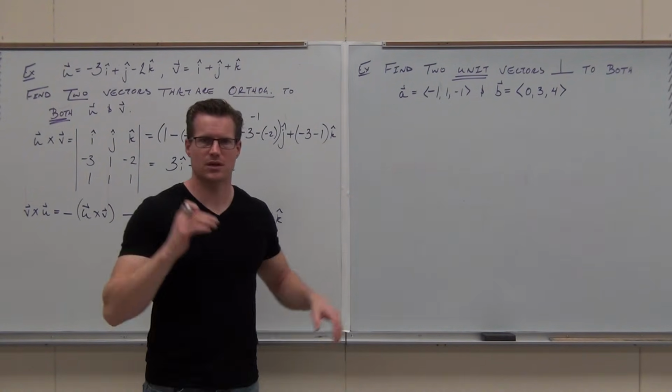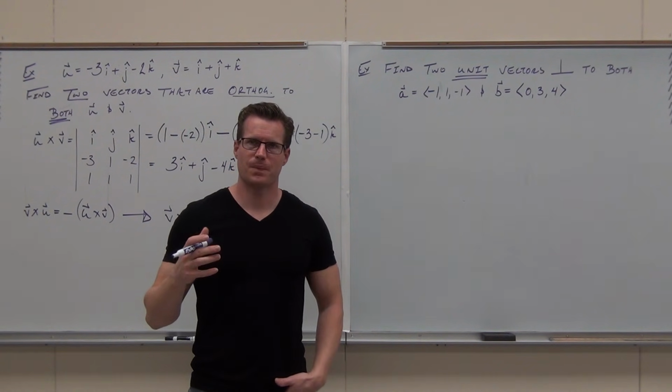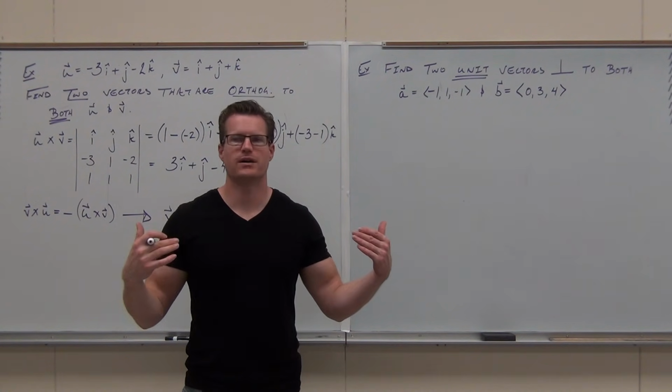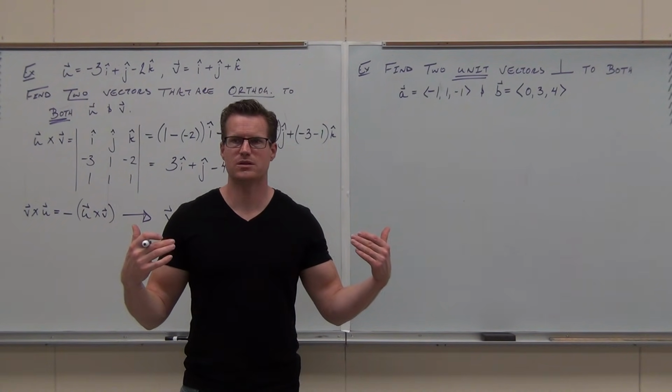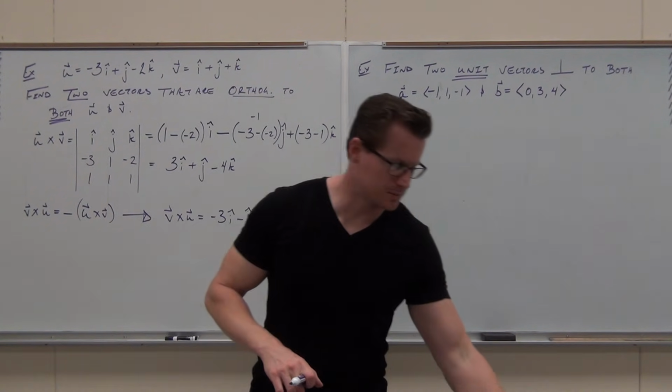Try that on this one. I'll give you a couple of minutes. I want to find two unit vectors. What I want is for you to at least find the vector that is orthogonal to both, and then you can stop there. We'll talk about the unit part. It should be in your head. See if you can complete it. We'll do that in a second.